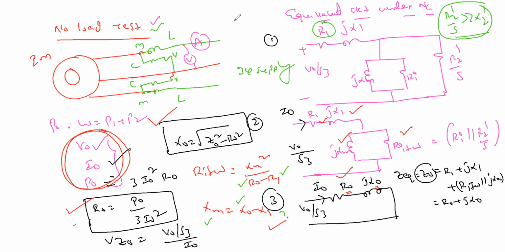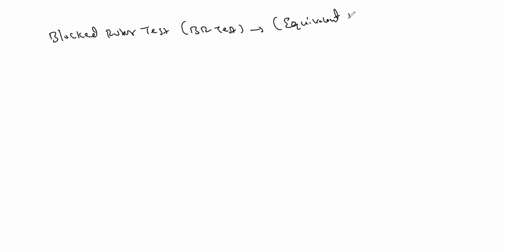Okay, now block rotor test करना है. Next test is SC test. SC test equivalent क्या है? Block rotor test. This is BR test. This is equivalent to short circuit test in transformer. What are we doing here now? Same as the previous one experimental setup. करना क्या?